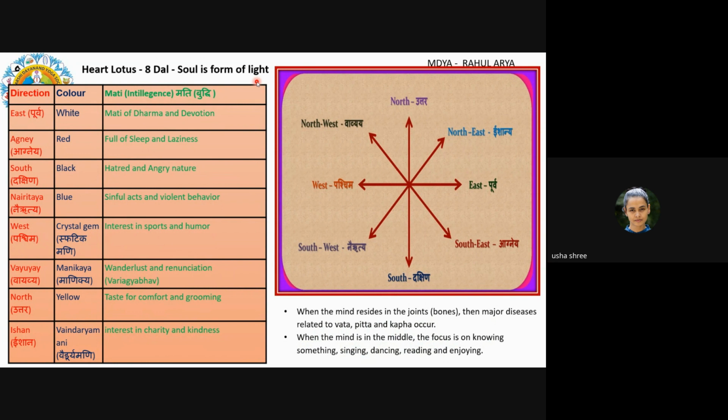So this slide talks about the eight-petal heart lotus, and the soul is in the form of light. There are three important aspects that we have to remember. One is direction, two, the color associated with direction, three is the intelligence, which is also called mati. Okay, so let's run through that table. First direction is east. The color associated is white, and the intelligence is dharma and devotion.